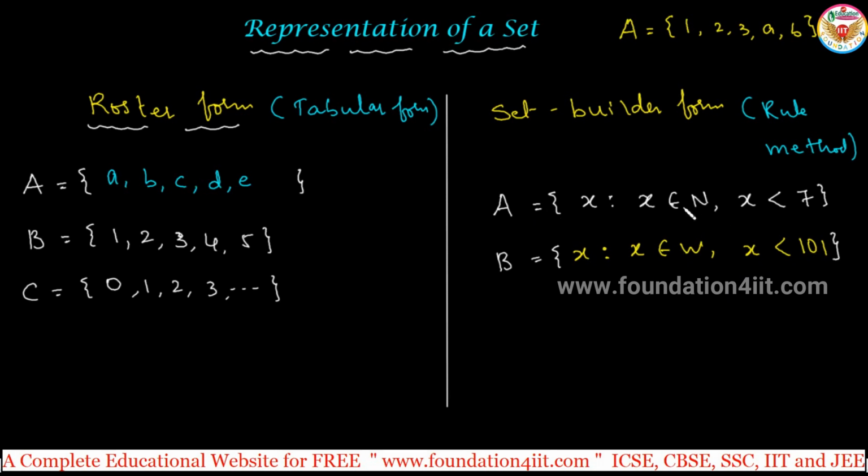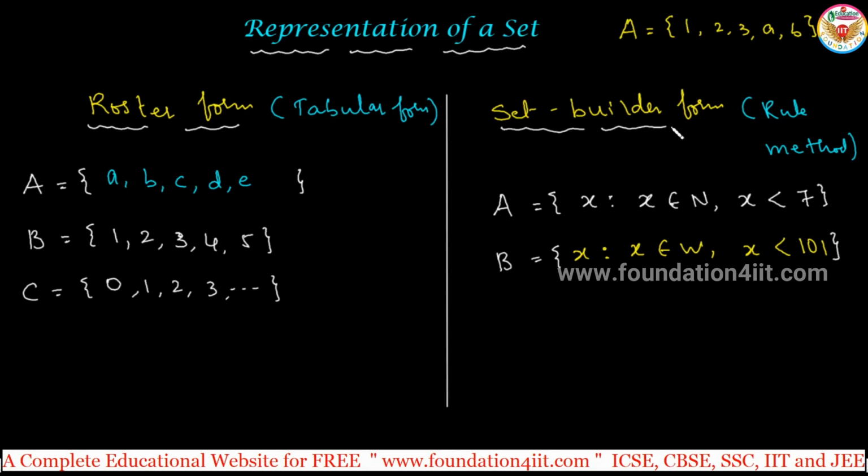Instead of writing all the elements using commas, we can represent those numbers by using some rule or some statement or formula. So this is the set builder form. Now let us see the converting. If any question is given in roster form, how to convert that into set builder form, and when the question is given in set builder form, how to convert into roster form. Let us see with examples.